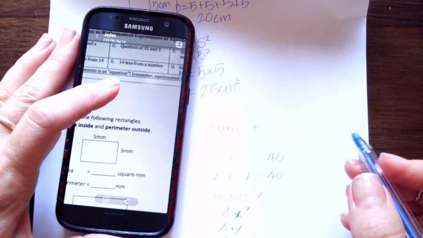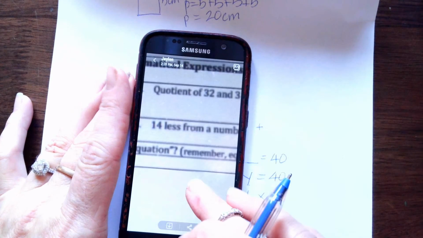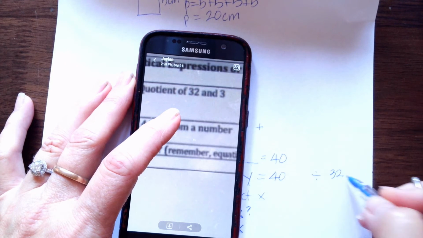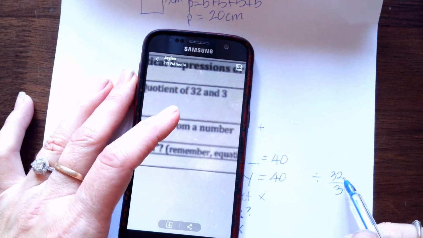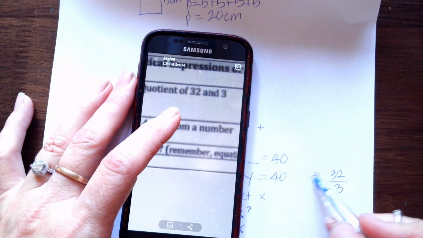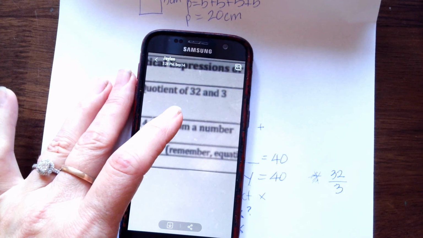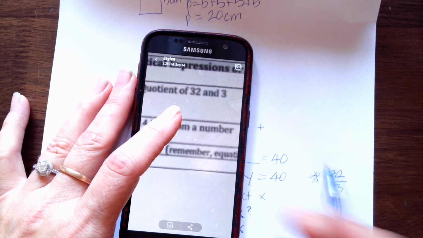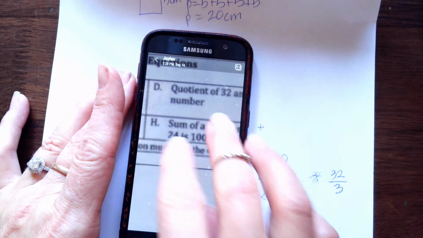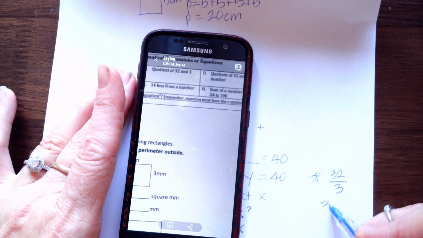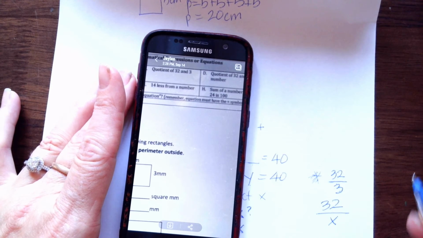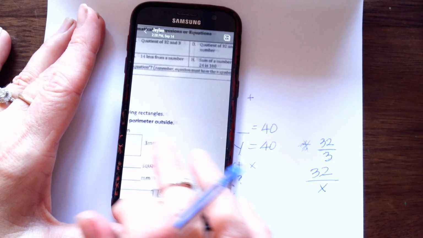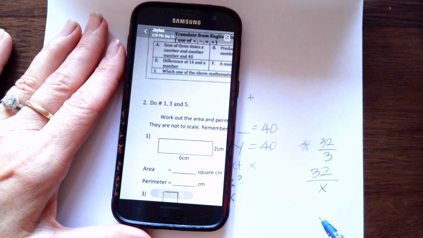Okay, the quotient of 32 and 3. So what that means is division. And that is 32 divided by 3. And this is how we show it. We no longer use this. We use this. 32, and then we make it into a fraction divided by 3. Okay, the quotient of 32 and a number is 32 over x. We don't know what the number is, so we let x stand for something. We don't know what it is yet. We would have to solve the equation to figure it out.